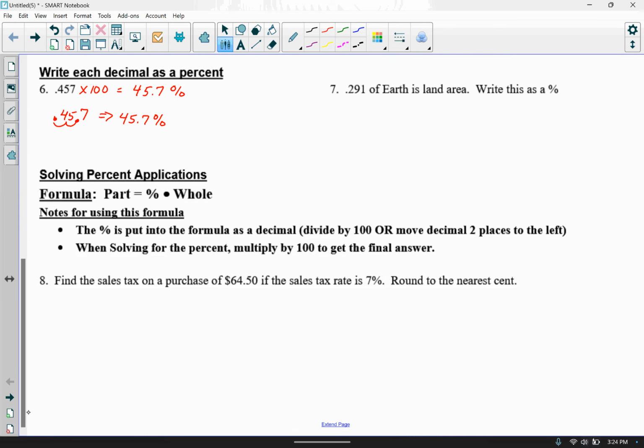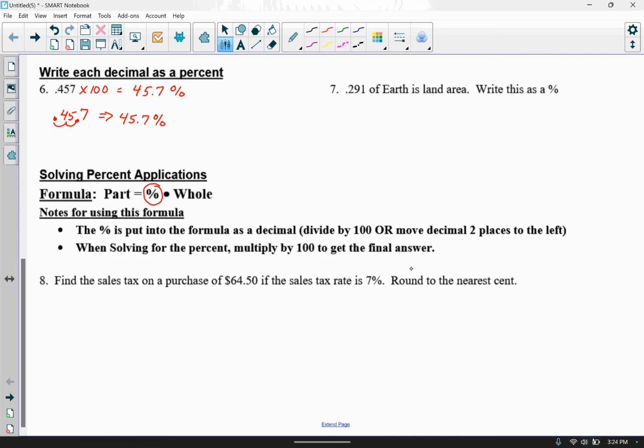The most common formula that you'll see with this is that part equals percent times whole. A couple of notes when utilizing this formula. Whenever you're given the percent, it must be put into the formula as a decimal. So just like we just picked up in the notes, you're either going to take that percentage and divide it by 100 or move it 2 places to the left, because anytime you're entering this into the equation itself, it needs to go in as a decimal. And then lastly, if you are solving for the percent using this formula, your final answer will need to be multiplied by 100 to get the final answer. All right.